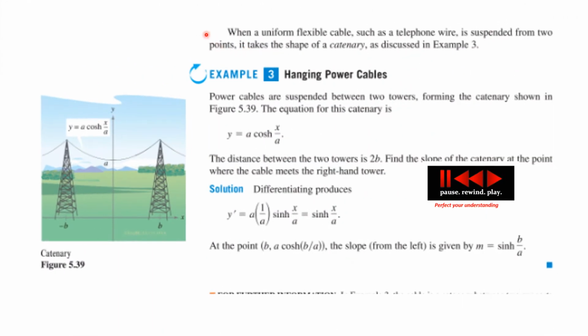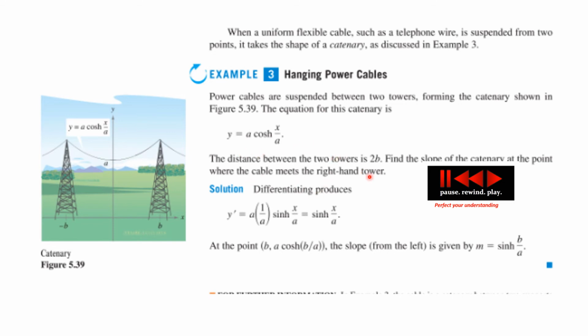We've already talked about this a great deal, but when a uniform flexible cable, such as a telephone wire, is suspended from 2 points, it takes the shape of a catenary. And so here's an example. You could practice this, but here we have that this is from minus b to b, and we have A is the intersection right there. That's the minimum height that happens. And so the equation for the catenary is y equals a cosh x over a.